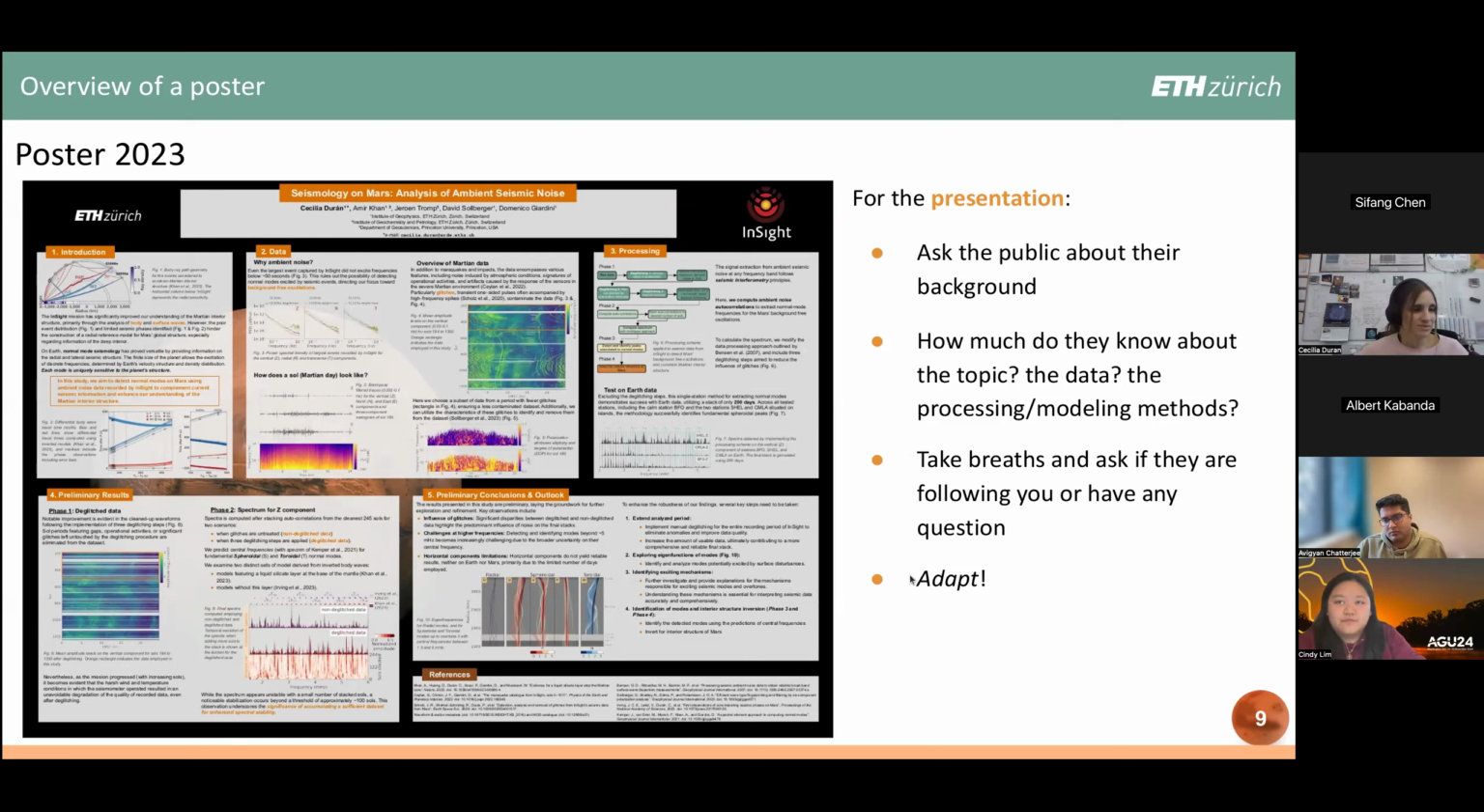And yes, to summarize all of this: adapt. Adapt to the people. Don't give a presentation that is memorized for a poster. Obviously practice it before, but try to change the presentation according to the public. And that makes it far more interesting. And enjoy AGU and your poster. So this is everything.